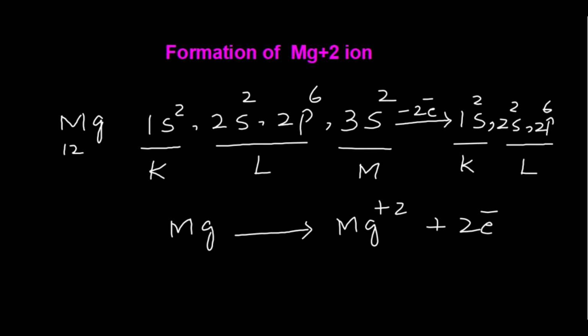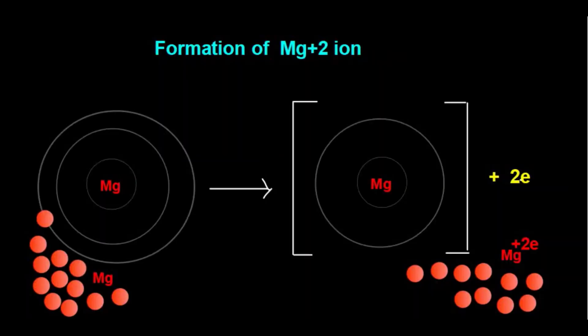Now we'll see how we can represent this with the help of an electron dot structure. We will write the electron dots in the different shells for magnesium. We know in the first shell, that is the K shell, there are 2 electrons, so we write 2 electrons here. L is the second shell. There are 8 electrons in the L shell, so we write 8 electrons.